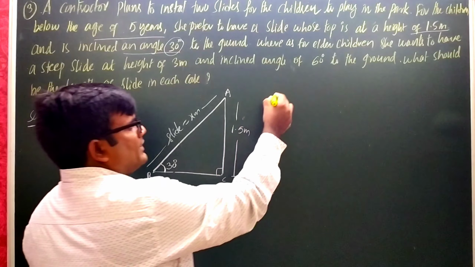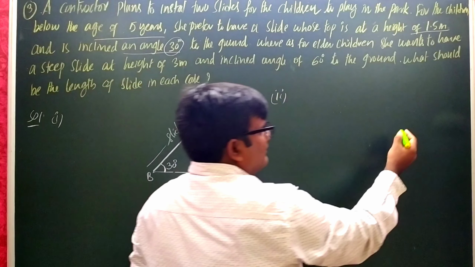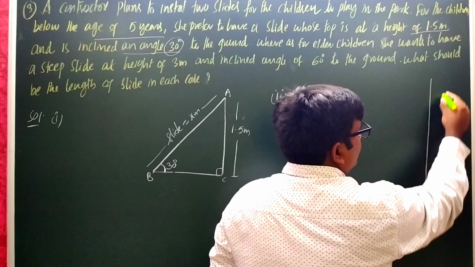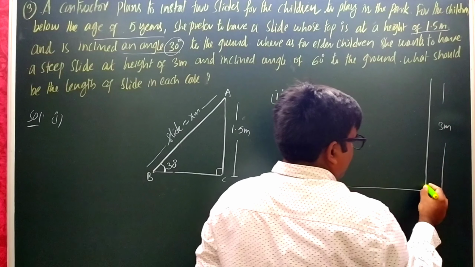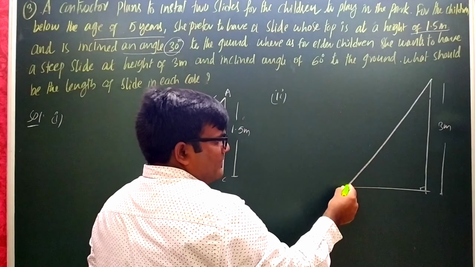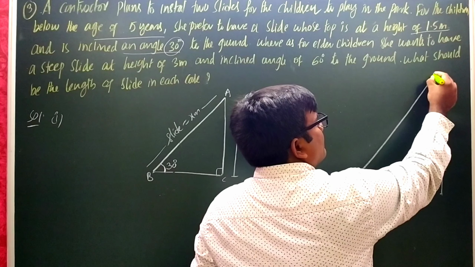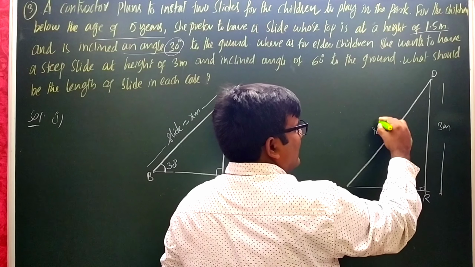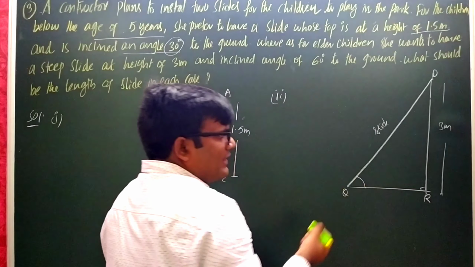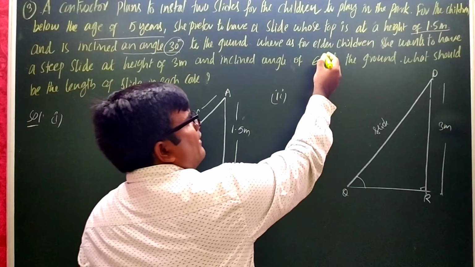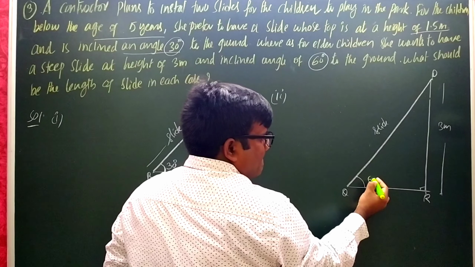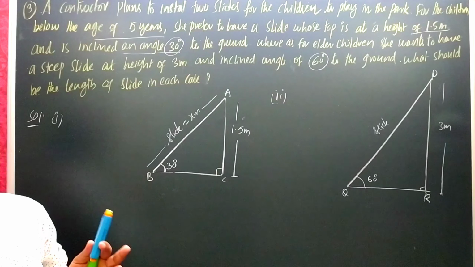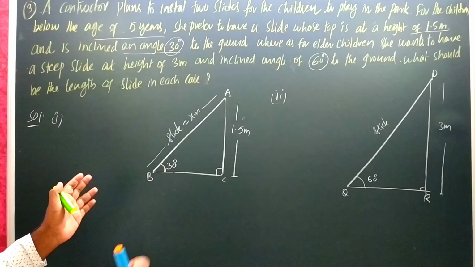This is the first case. Second case, here also they are fixing one slide. The height is 3 meters. This one is a slide. Another one, P, Q, R. This one is also a slide. Now the angle between the slide and ground is 60 degrees. In both the cases, we need to find the length of the slide.